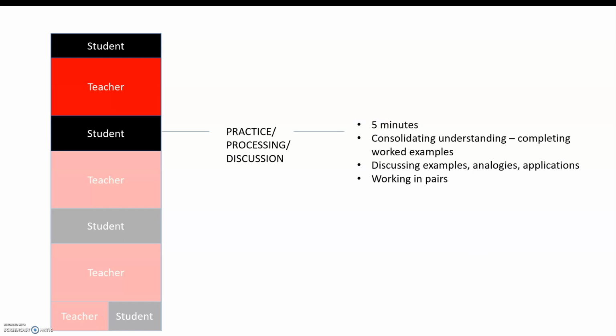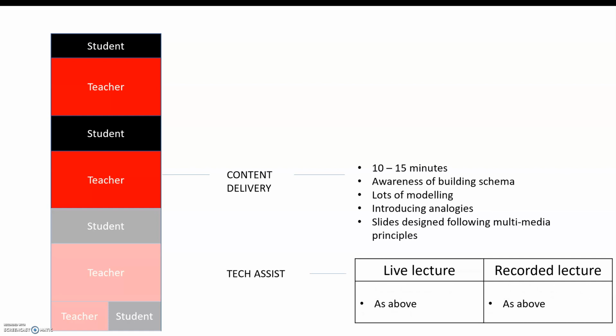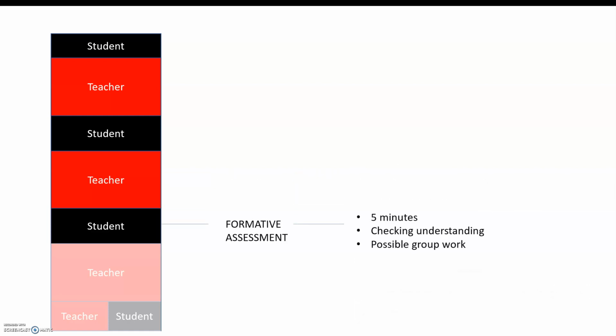The next segment of the lecture is student active, where students are practicing, processing or discussing the content just taught. They may be working in pairs to consolidate the understanding, or they may be using a Padlet or Trello board where they can see other people's answers and thoughts, providing opportunity for assimilation, accommodation, or even cognitive dissonance with the content. The next section is content delivery, the same as we've discussed, and the following segment is formative assessment, again student-led, very much based on what has been taught in this session, as Finn and Davis propose.